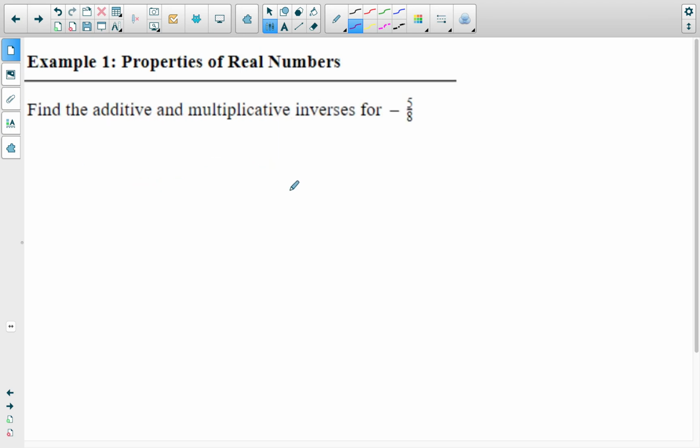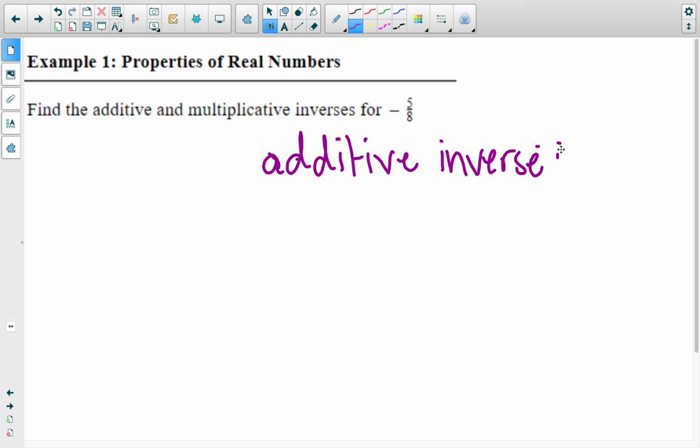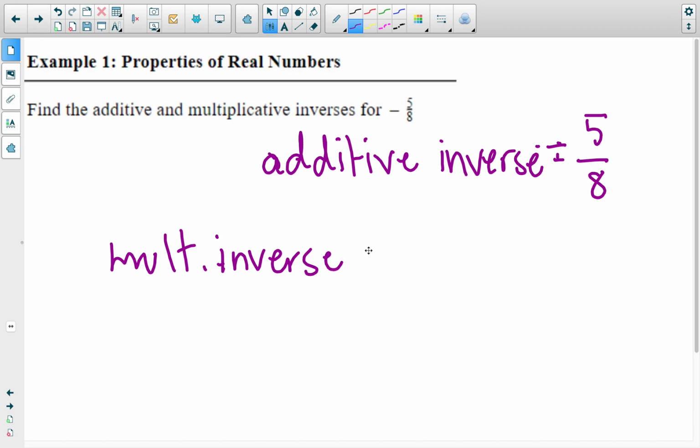Okay. Find the additive and multiplicative inverse for -5/8. So additive, the question we want to ask ourselves when finding an additive inverse is what number, if added to this, will give me 0? So -5/8 plus 5/8 will give me 0. So its additive inverse is 5/8. Its multiplicative inverse, think about what number, if multiplied by -5/8, will give me 1. So typically it's going to be the reciprocal. In this case, we also want the negative reciprocal because we want negative 5/8 to become positive 1. So we need to multiply it by a negative reciprocal. Okay.